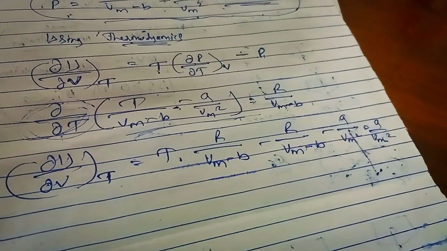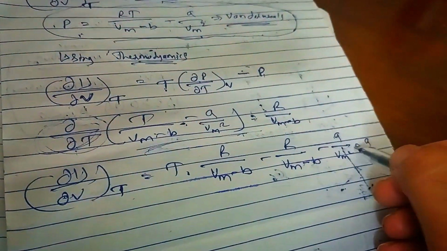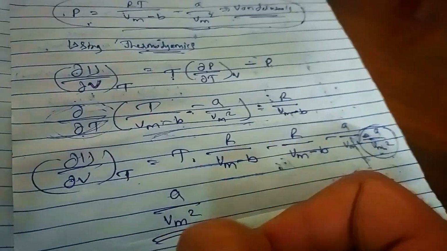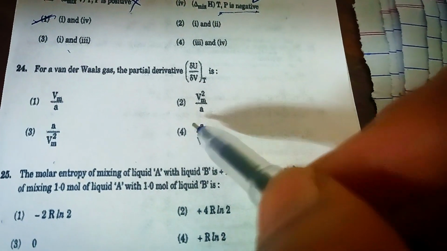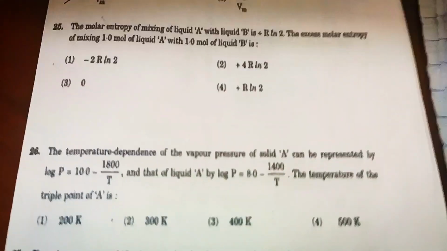So this is the van der Waals equation. At last we will get A divided by Vm square, which will be the solution for this. Here, A divided by Vm square will be the right answer.